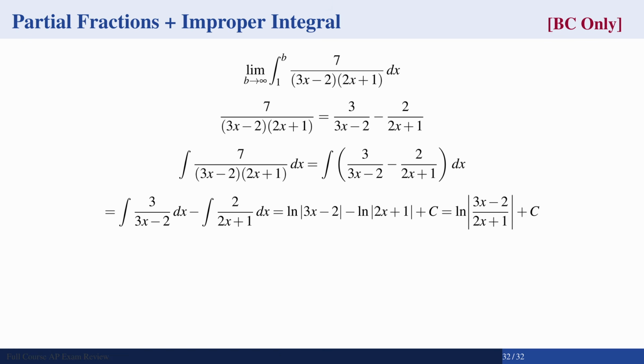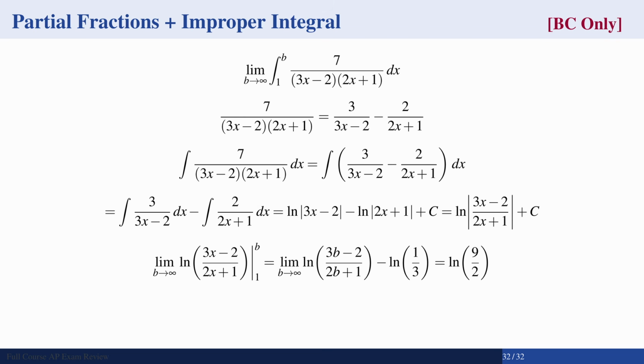That becomes the log of the first thing over the second thing. And now you use your limit, right? If I take the limit of this, I just end up with the limit of natural log of (3b minus 2) over (2b plus 1). But that definitely just goes to 3 halves as b goes to infinity. So I really have the natural log of 3 halves minus the natural log of 1/3. By properties of natural logs, that's the natural log of 3 halves divided by 1/3, or the natural log of 9 halves.